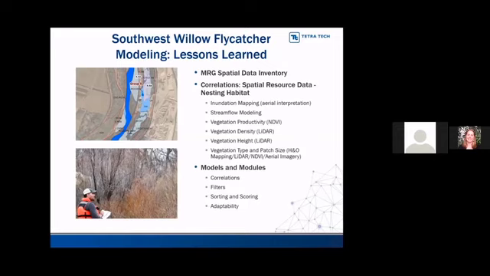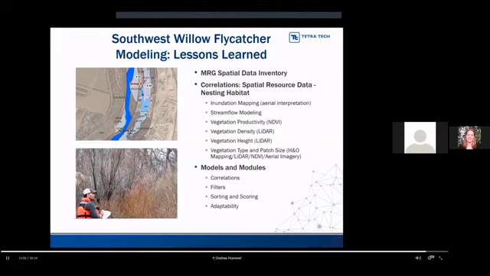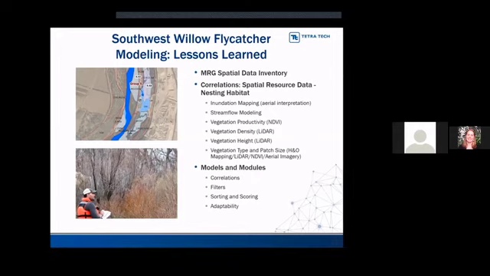I'll just close with the models and modules, and that's just the correlations that we found between these data sets that were incorporated into our model. I think that's a very important component, just understanding the power of the data sets. And then also, we have a model, but the model is really comprised of a series of modules. The module is something that you can pull out and plug into the model based on project needs.